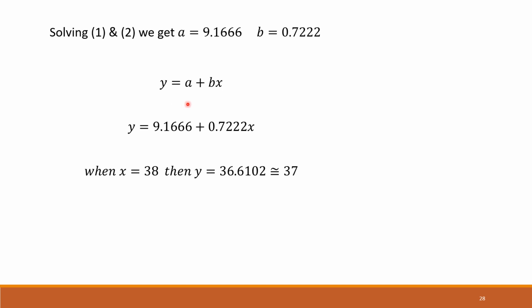So we get the line of regression as y is equal to a plus bx. The a value is 9.166 and b is equal to 0.722. And then when judge A gave 38 marks, we want to know what marks were given by judge B. So when x is equal to 38, we calculate the value of y. It turns out to be 36.6102, which is approximately equal to 37. So this is the same type of problem which we have done. We were given data and we were asked to calculate the regression line of y on x.